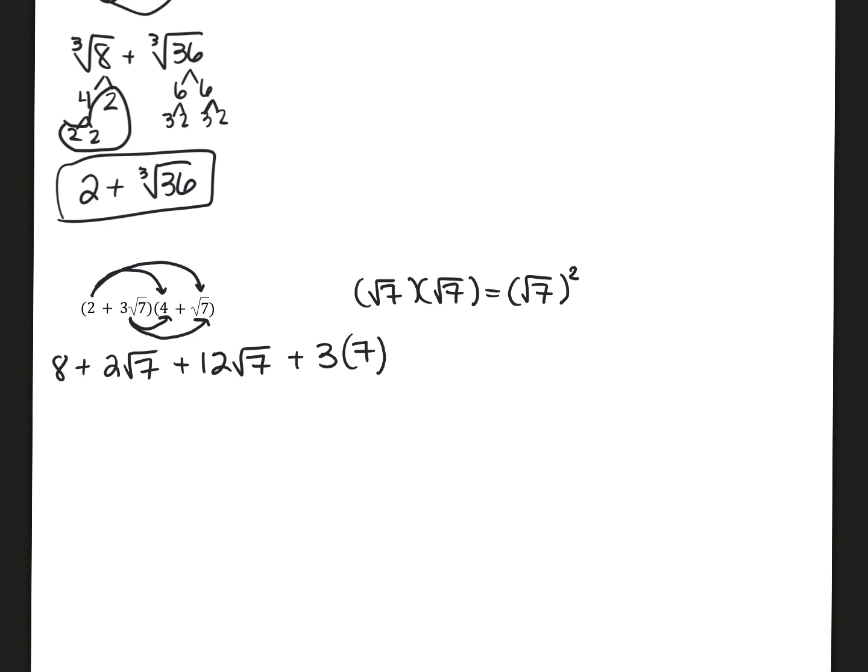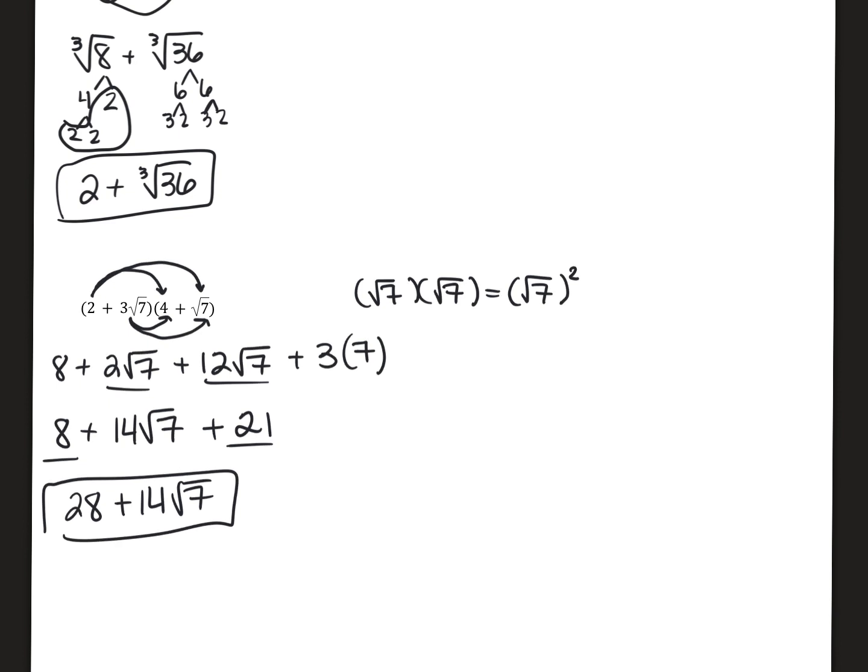So now I want to combine like terms, multiply, all that fun stuff. So 2 square root 7 and 12 square root 7 are like radicals. So 8 plus 14 square root 7. And then 3 times 7 is 21. And now I can do 8 plus 21, and I get 28 plus 14 square root 7. And that's my final answer.